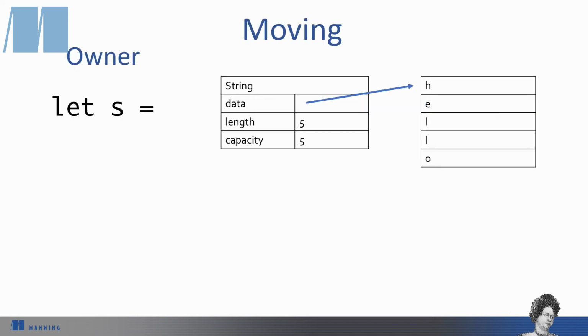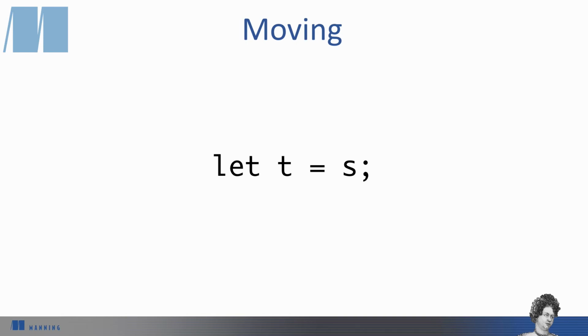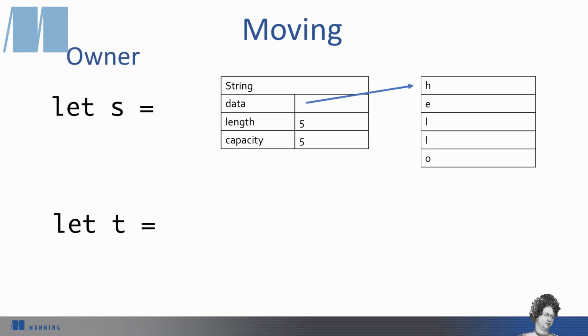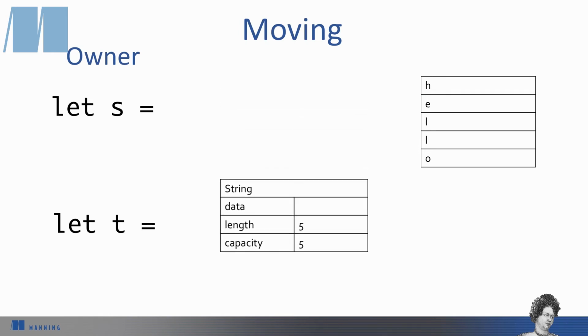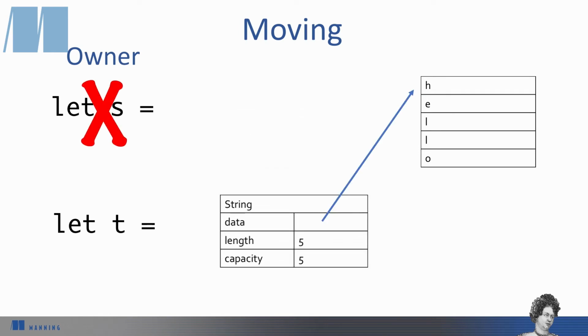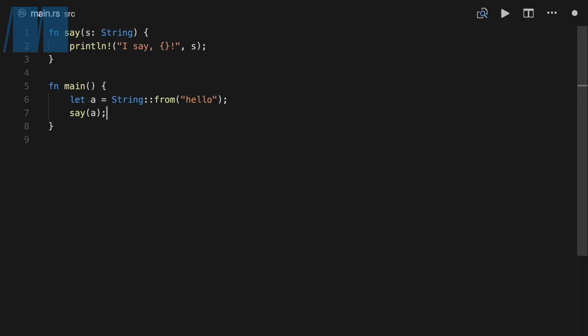If we have the variable s holding a string, and we create a new variable t and assign s to t, this will move ownership of the string from s to t. Afterwards, the variable s is no longer available to be used. We've shown moving ownership in the context of variables. Now let's bring functions into the mix and see how moving also applies to them.